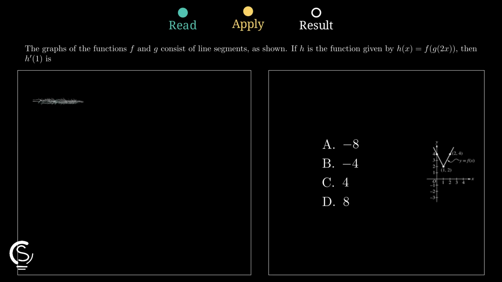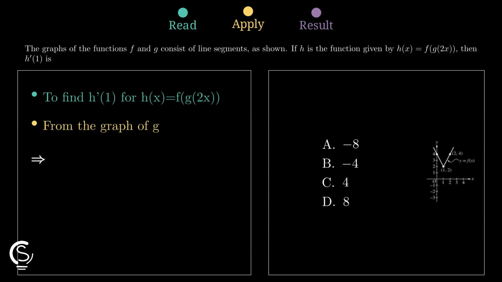Next, we look at the graph of g to find the value of g(2) and the slope g'(2). At x = 2, g is 0. Finally, find f'(0) from the graph. Multiplying these values leads directly to our final result of 8.